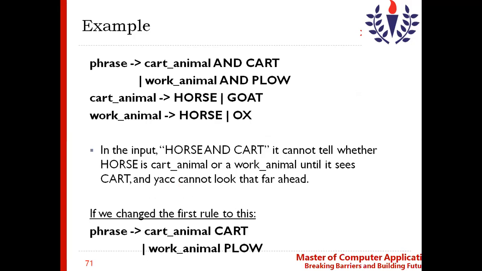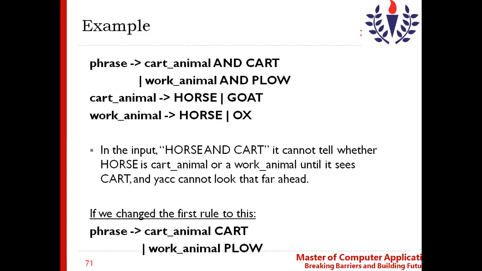So this is the example. There is a grammar. We can see the first grammar is phrase. In the RHS, we have cart animal and cart, or work animal and plow. In the second grammar, we have cart animal in the LHS. In the RHS, you can see the two tokens are given, horse and goat. The third grammar, we have work animal in LHS. In RHS, you can see horse or ox. So this is the grammar which is given in the Yacc.